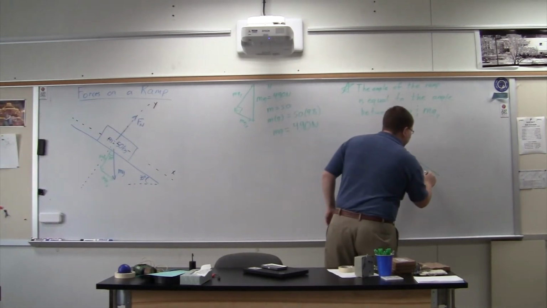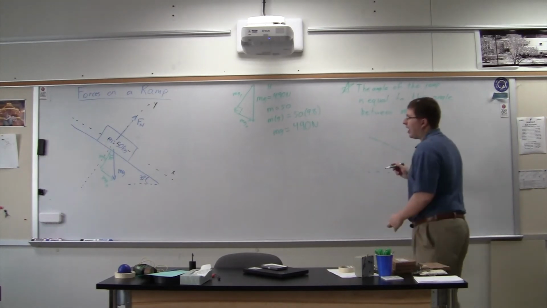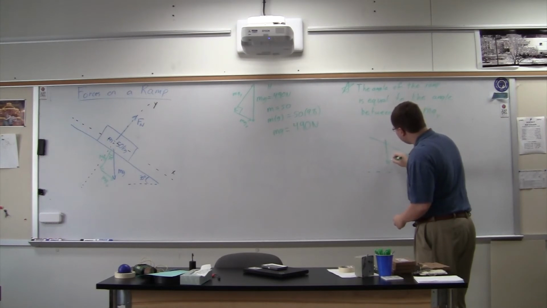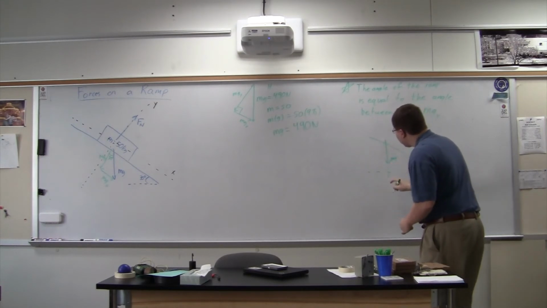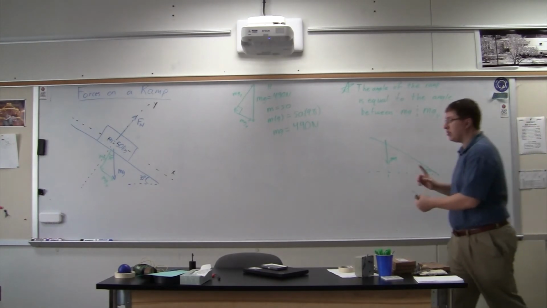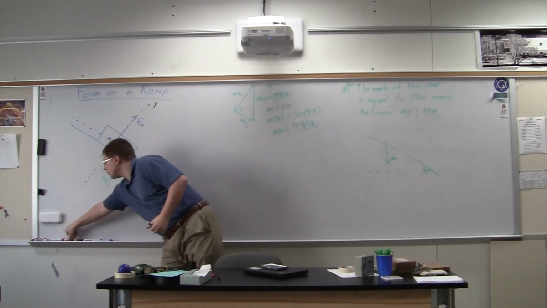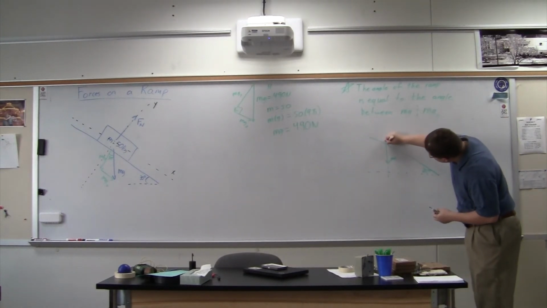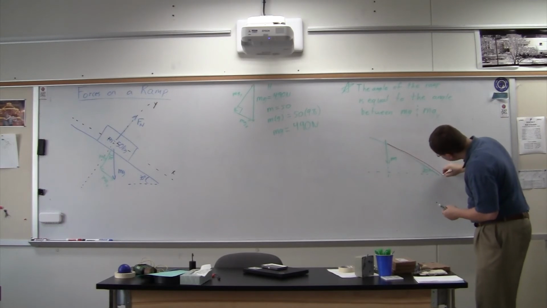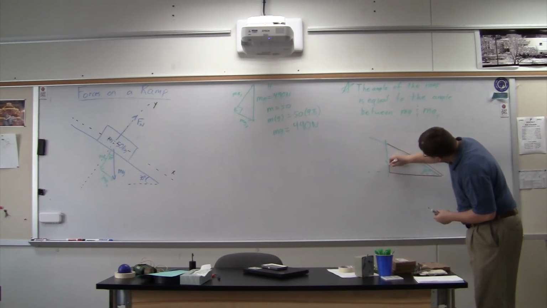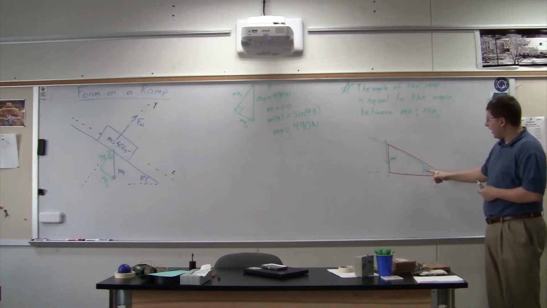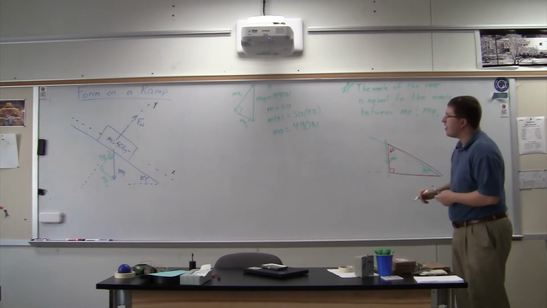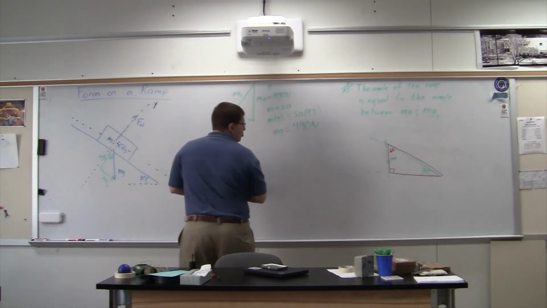So I redrew the ramp, and I said the ramp is 30 degrees. And I'm going to redraw mg going straight down. And I'm going to extend mg a little. So what I've done is I've created a right triangle. And so if this is 30 degrees, we know this is a right angle. That means this has to be 60 degrees. Now I'm going to also redraw mgy.